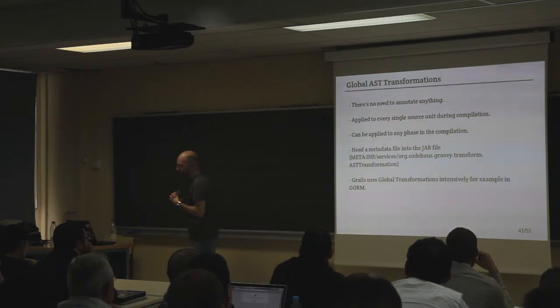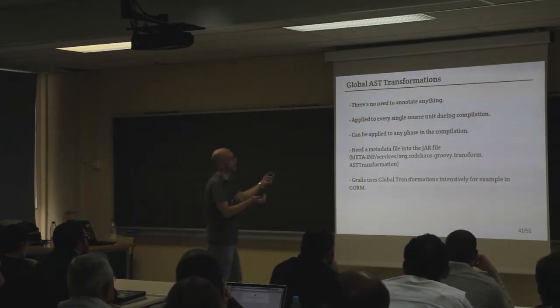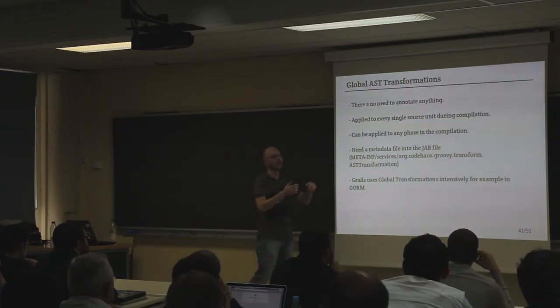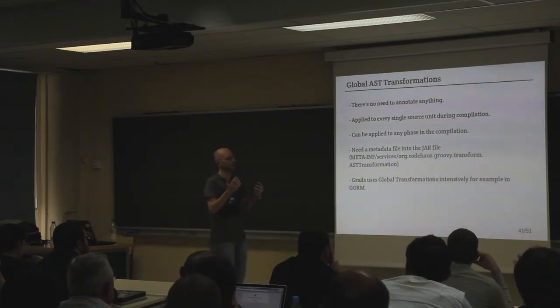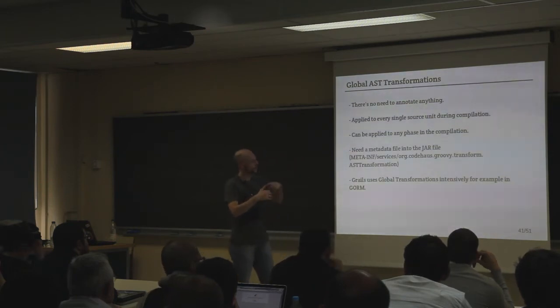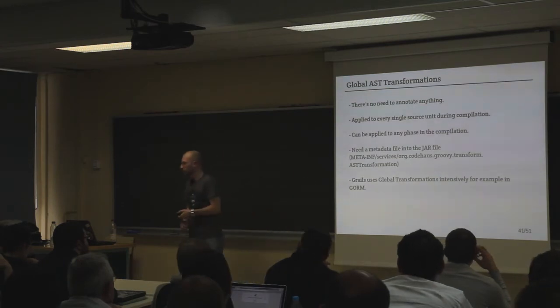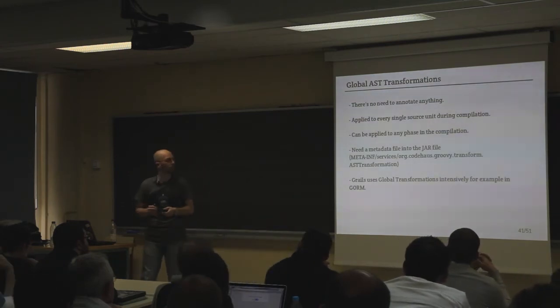As they are global, we have to create a metadata file and put it into the jar file, because Groovy needs to know that we want to create a global AST transformation. And for example, Grails uses this global transformation in GORM.